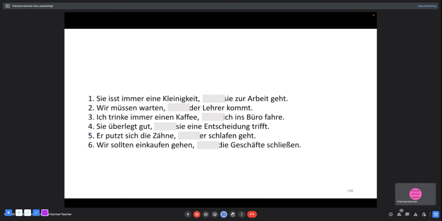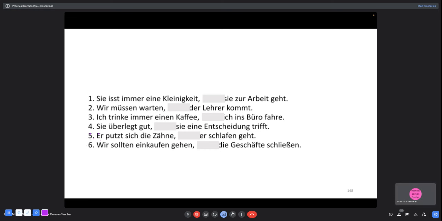Sie überlegt gut, bis sie eine Entscheidung trifft. So she thinks well until she makes a decision. Before will also make sense, right? Before she makes a decision, yes. Again, if you are describing a friend of yours, you can say, sie überlegt gut, nachdem sie eine Entscheidung trifft. What I'm trying to say is that all of them will make sense, but I hope you understand the meaning. Continue.